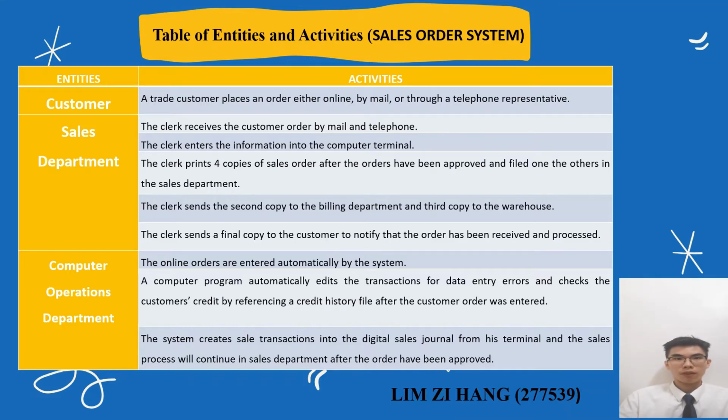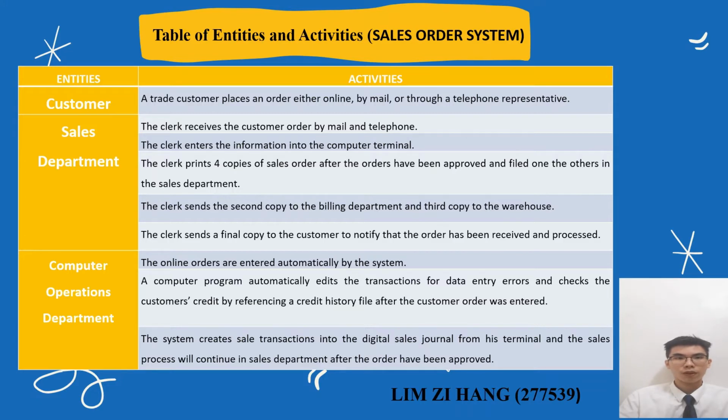In the sales department, the clerk will receive the customer order, and then he will enter the information into the computer terminal. After that, he will print 4 copies of the sales order after the orders have been approved and file one of the orders in the sales department. The rest, he will send to the billing department, warehouse, and customer.